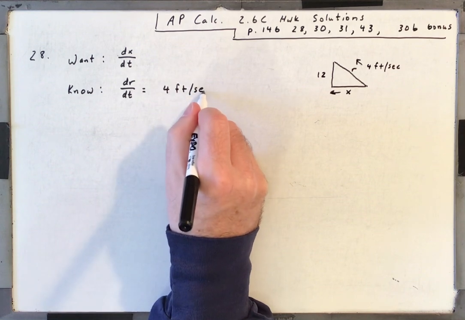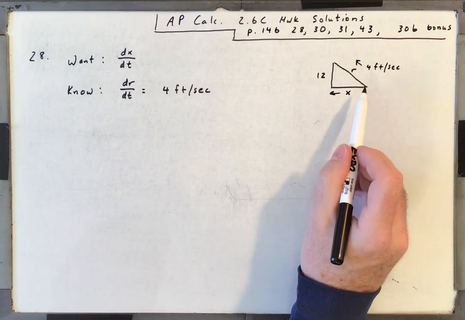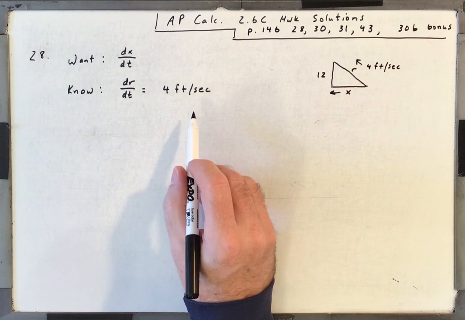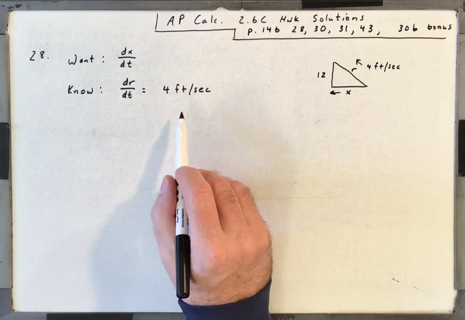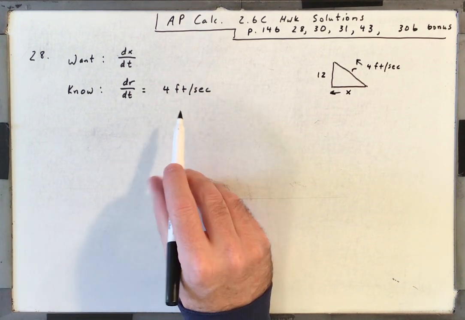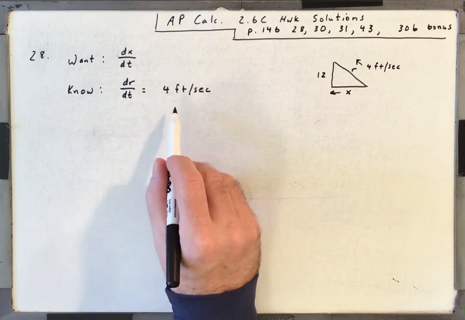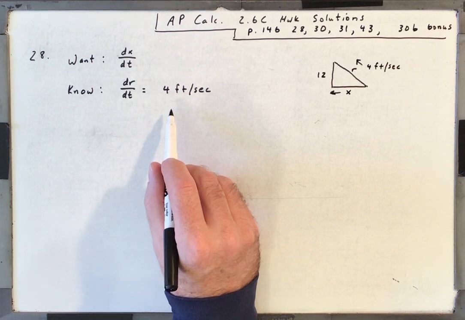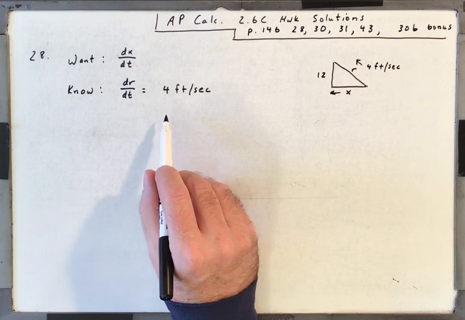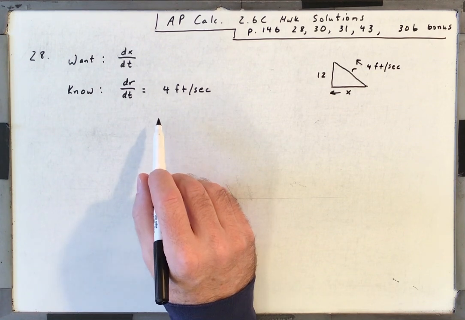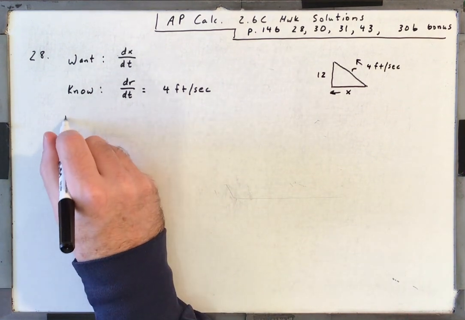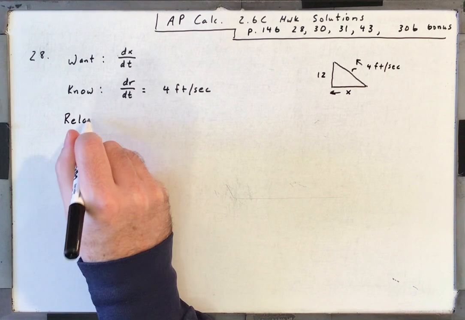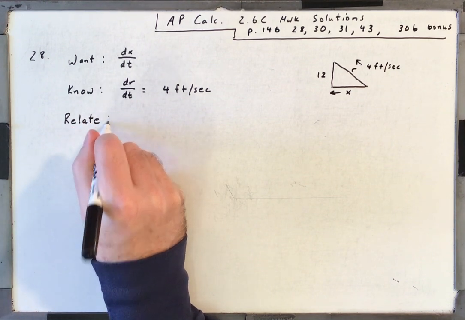Now, you could put that as negative 4 feet per second, and I would be fine with that. I really don't care about the signs unless it's an angle problem. Okay, so if it's an angle problem, I do care if you show whether the angle is getting bigger or smaller based on a positive or negative sign. But if it's not an angle problem, I don't really care either way, since it's not physics class.